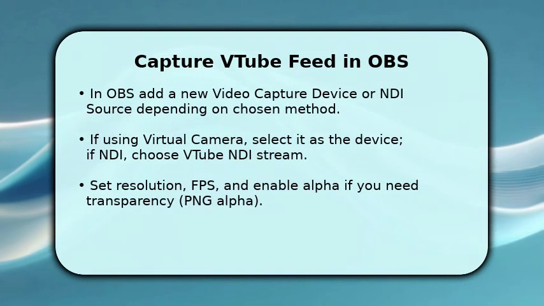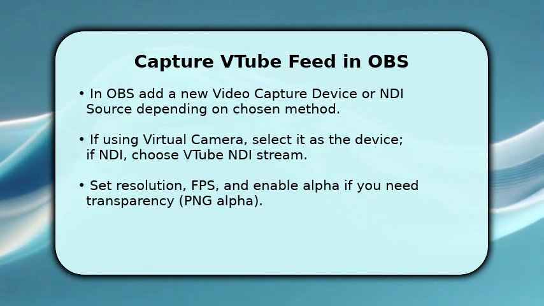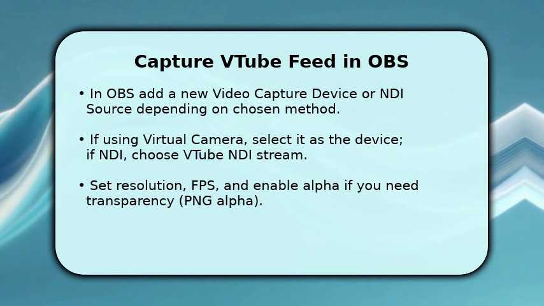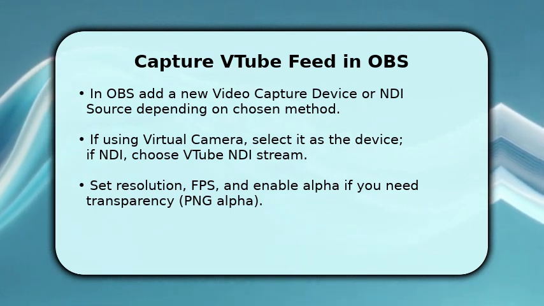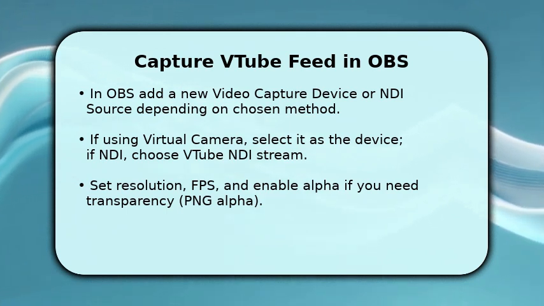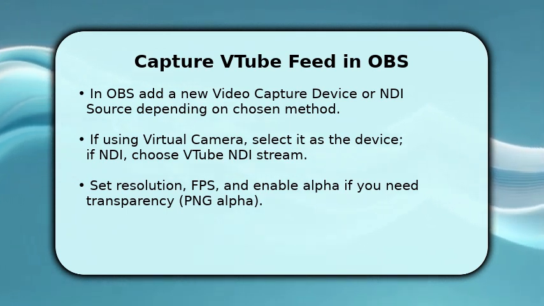Now switch to OBS and add a source. If you picked Virtual Camera, add a video capture device and select the Vtube Virtual Camera. If you picked NDI, add an NDI source and select the Vtube NDI stream. Adjust resolution and frame rate to match your canvas so movement stays smooth.